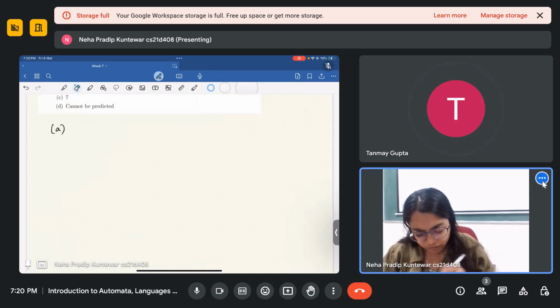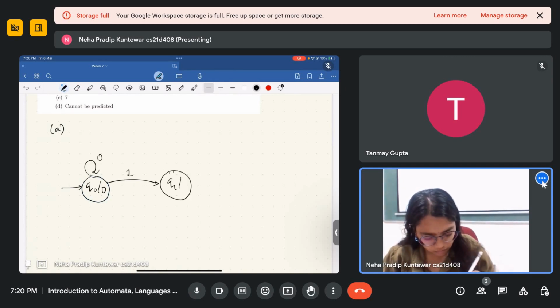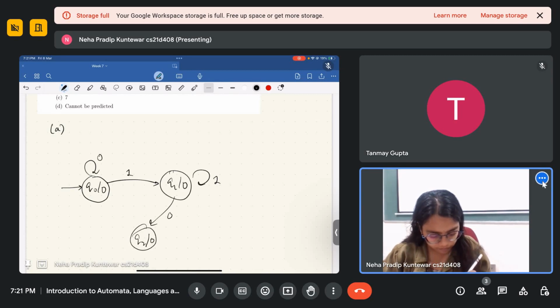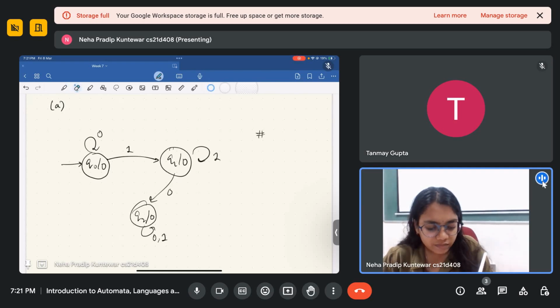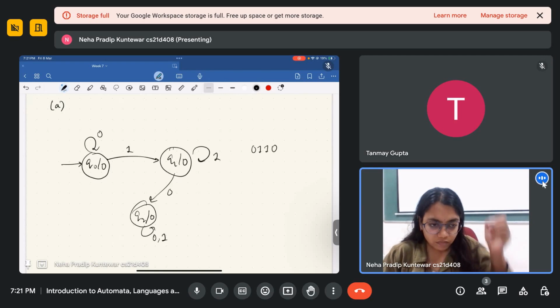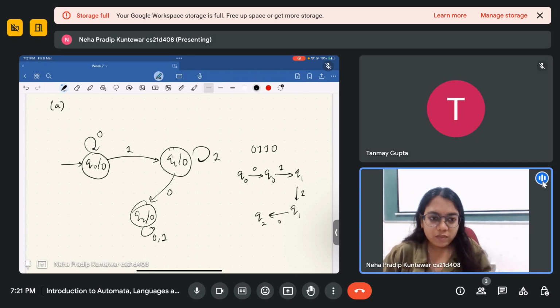Okay, so here, I'll take a small one. In this case, there are three states, and if I have to read a string, let's say 0110, what are the states that we are visiting? You start at Q0. If you see a 0, we go to Q0 only. Then you see a 1, we go to Q1. On seeing a 1, we go to Q1. And seeing a 0, we go to Q2. So the number of states that we visited is one more than the length of the string.